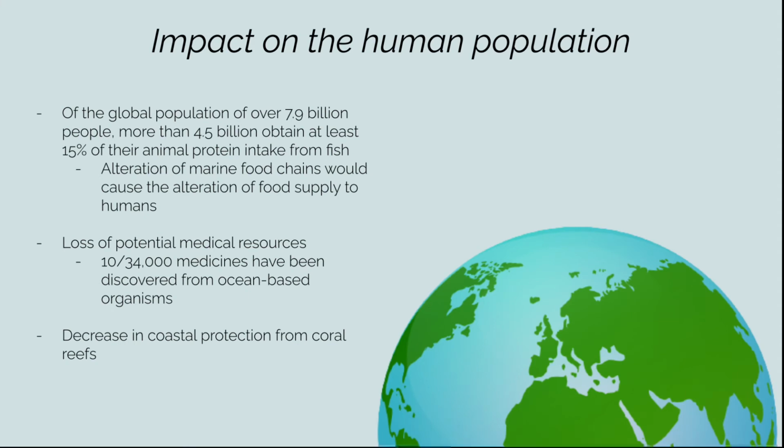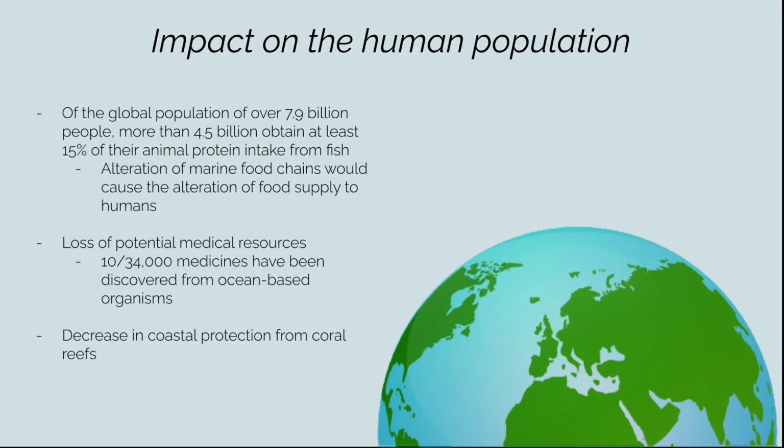So ocean acidification also impacts us too. And our planet has over 7.9 billion people, and of the 7.9 billion people, over 4.5 billion people receive at least 15% of their protein intake from fish. So when these marine animals begin to die off, it alters its ecosystem and its food web. And this alteration leaves an impact on the amount of food supply that we receive from seafood.